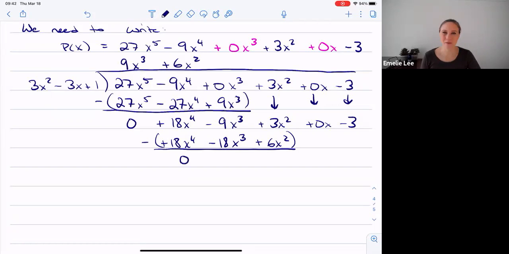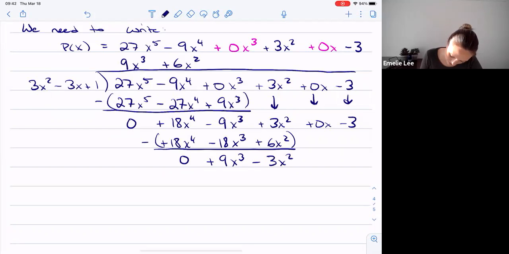0 for the first term, that's good. And then I have negative 9 plus 18 is 9x to the 3. And then I have 3x squared minus 6x squared, putting me at minus 3x squared. And then I'll bring down these other two terms, plus 0x minus 3.